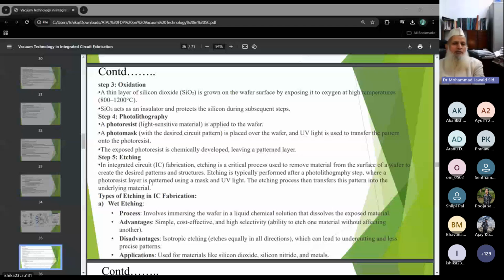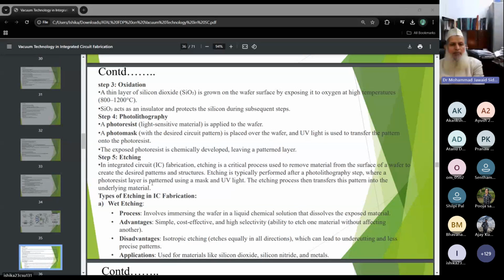So generally, where we need a thick silicon dioxide layer, especially in oxide isolation of integrated circuits, thermal oxidation is used. The good quality silicon dioxide layer is first grown by dry oxidation, and then a thick layer of silicon dioxide is grown over it using wet oxidation. So silicon dioxide acts as an insulator and protects the silicon during subsequent steps.